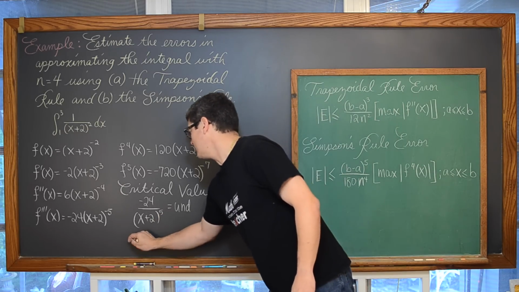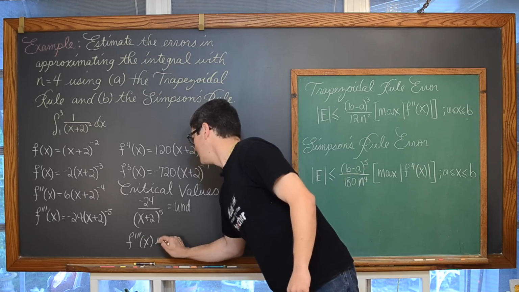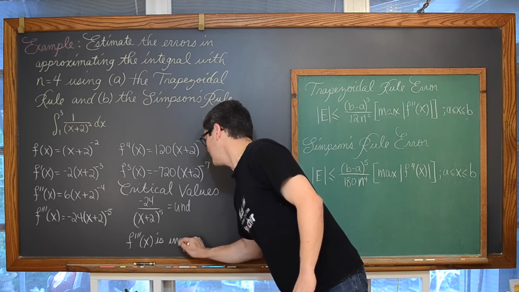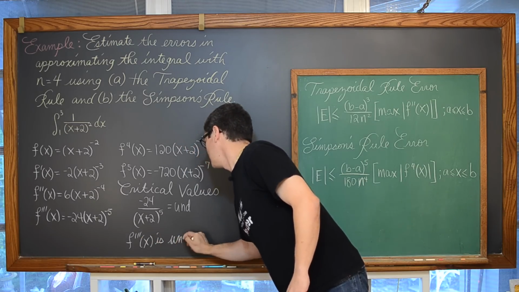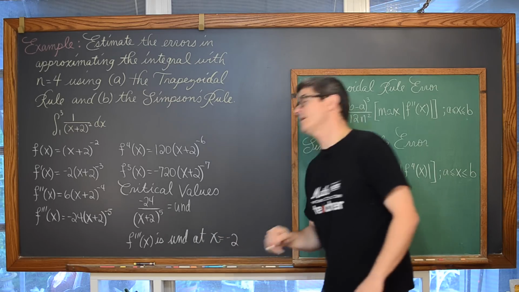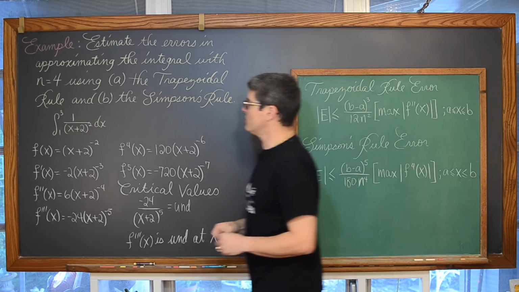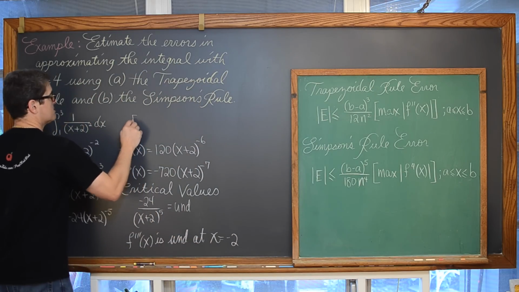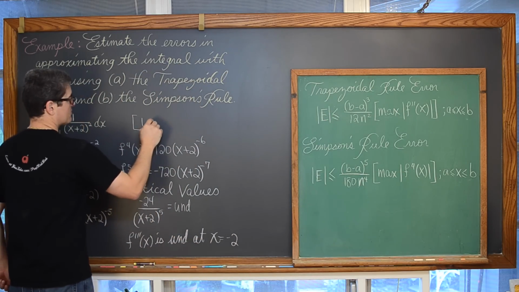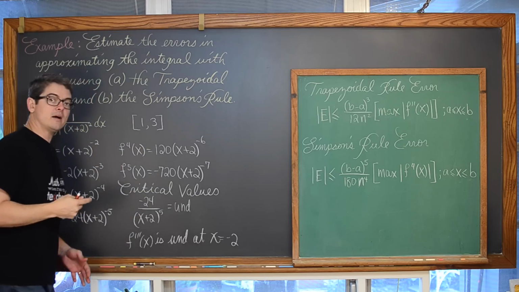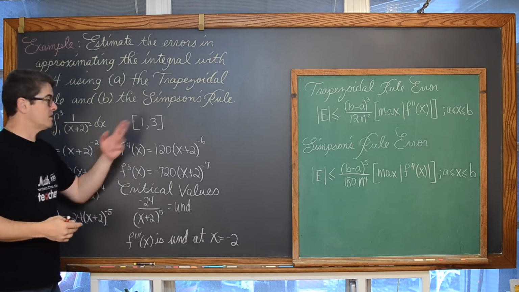So the third derivative is undefined at x equals negative 2. Well, that is not on our closed interval from 1 to 3. So that is really not going to be a critical value for consideration in this particular problem.